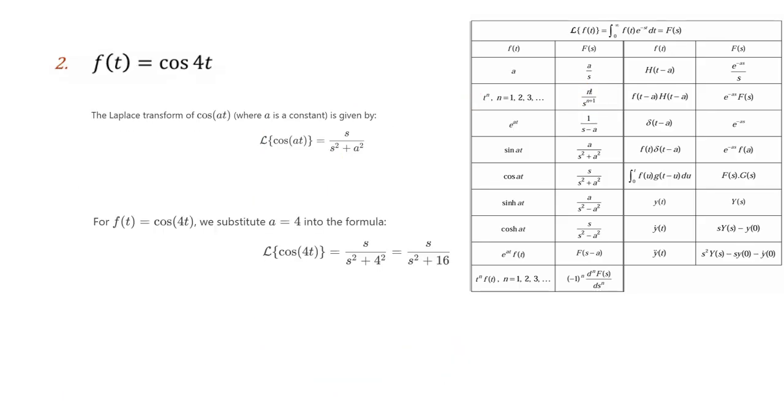For the second example, the function is cosine 4t. As we look at the table, it can be represented by this Laplace transform. So we can write this as the Laplace transform of cosine at equals s divided by s squared plus a squared. A here is given as 4. Hence, we can substitute a into the formula and get this equation. Hence, the final answer will be s divided by s squared plus 16.